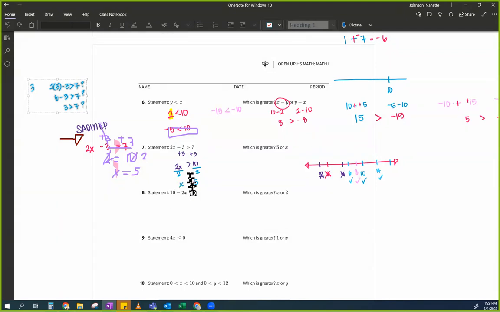Just kidding. Do we switch our symbol? Everyone says no, Miss Johnson, because we didn't multiply or divide by a negative number. Oh, okay. So then I just need to teach you.